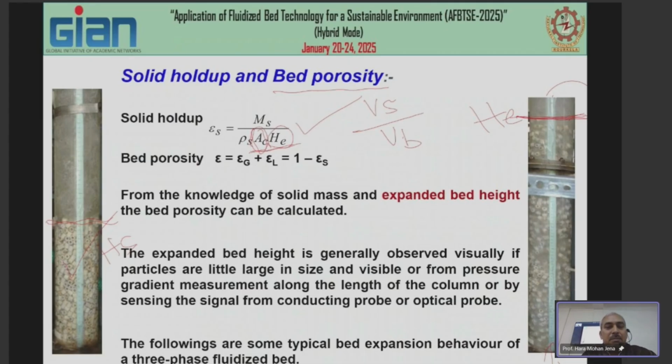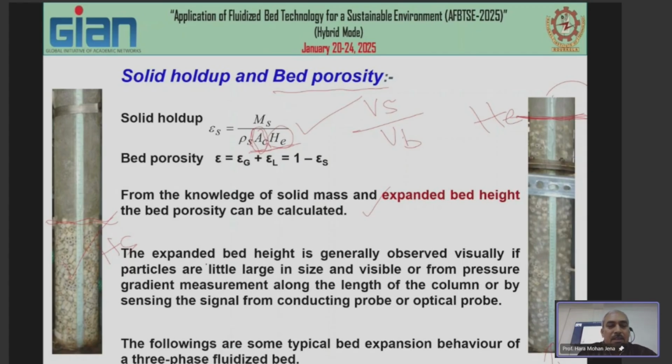And bed porosity is nothing but 1 minus the solid hold up, which is the sum of the gas hold up and the liquid hold up. From the knowledge of solid mass and the expanded bed height, the bed porosity can be calculated. So usually any experimental finding is represented in terms of expanded bed height or bed expansion ratio, which is again converted to bed porosity.